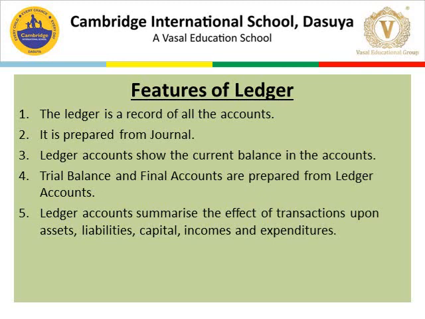Number five, ledger account summarizes the effect of transactions upon assets, liabilities, capital, income, and expenditure. It gives the effects of all these five heads: assets, liabilities, capital, incomes, and expenditure.